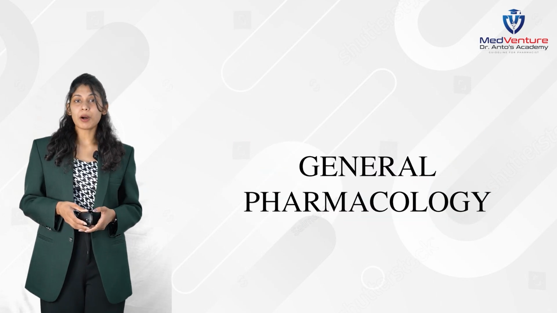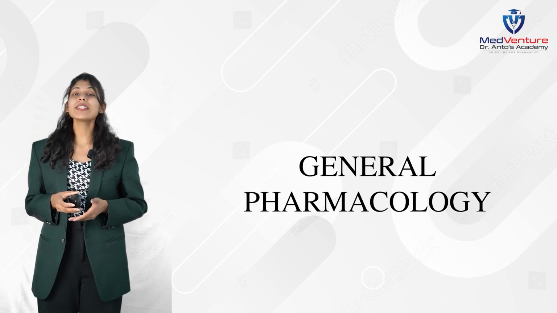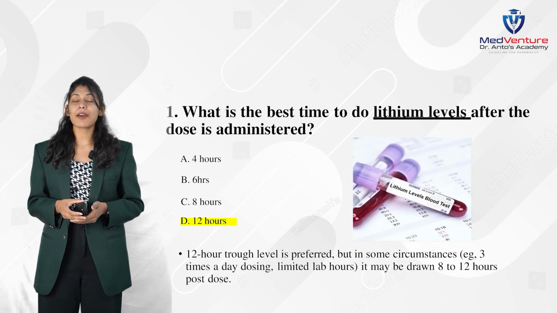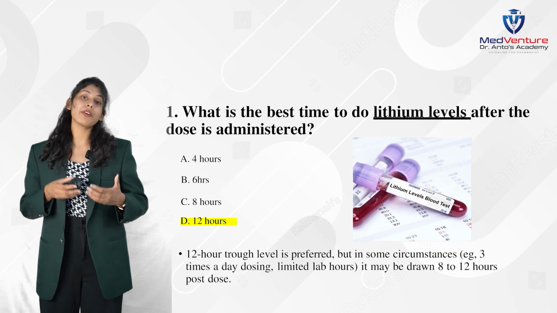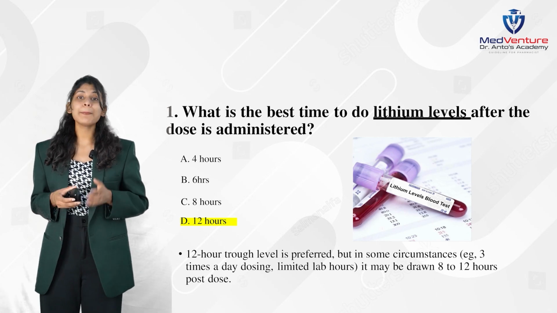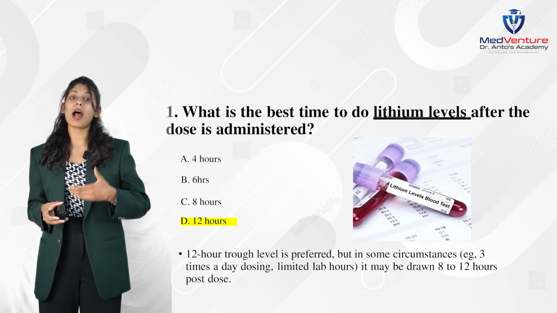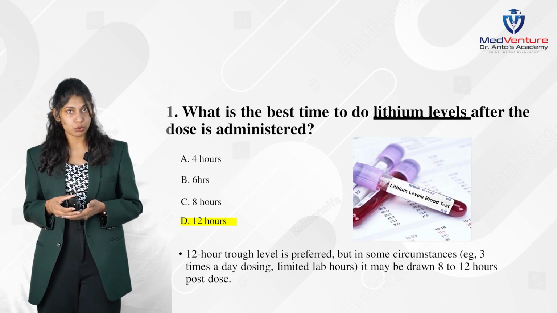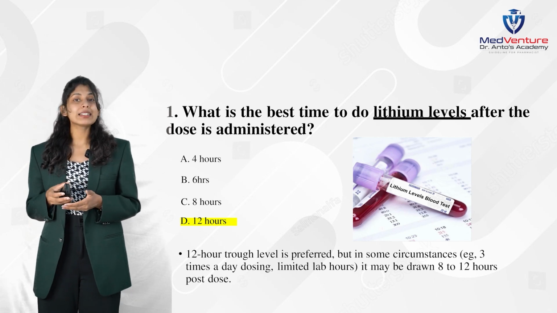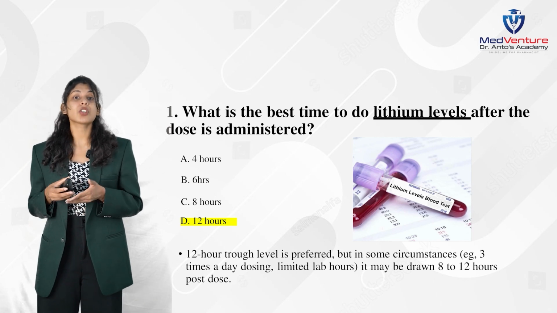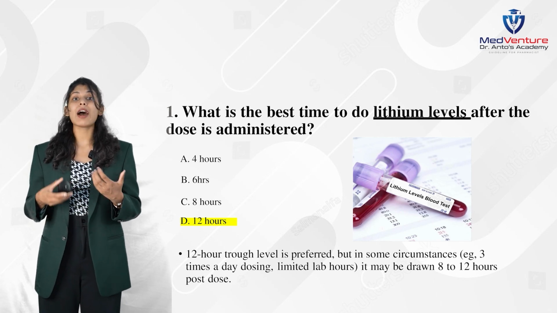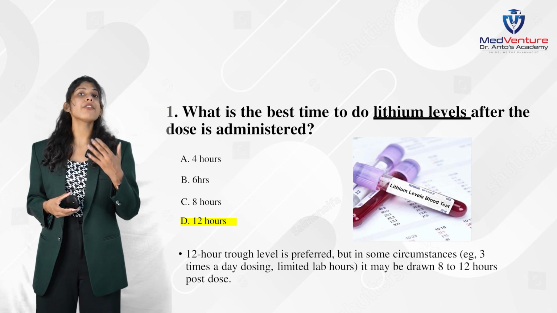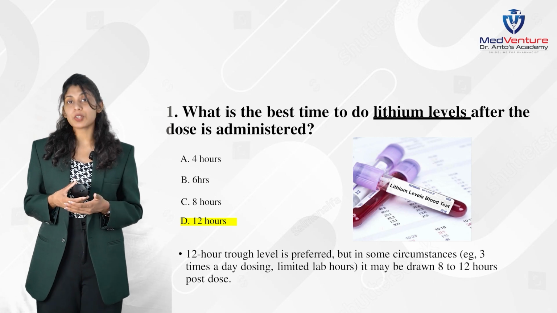We'll start with general pharmacology. First question, what is the best time to do lithium levels after the dose is administered? So you all know what lithium is. It's one of the best drugs that we give for bipolar disorder, a disorder where you have both mania and depression episodes. But the problem with lithium is there are chances of drug toxicity, like if you take it with thiazides or if you have hyponatremia, you have a chance of having lithium toxicity.